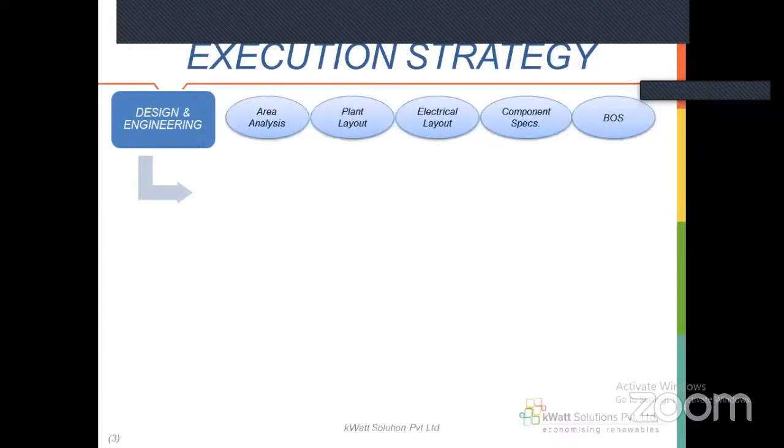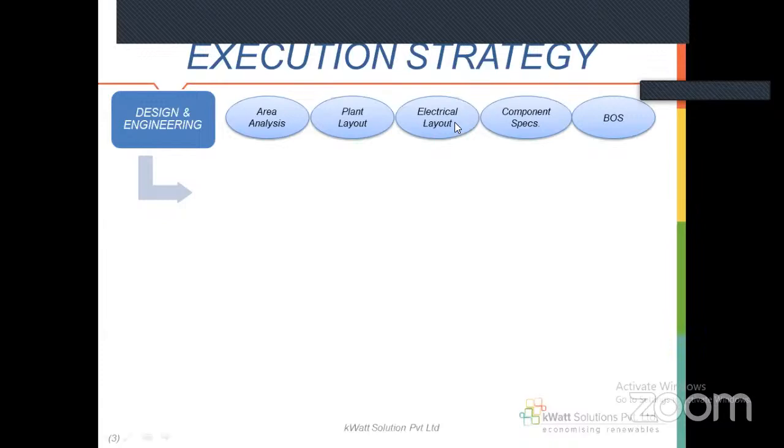Once the capacity estimation is done, then you need to go to panel selection, solar panel selection, layout, string combination, etc. That comes into the design and engineering part. So area analysis is done, and once the area analysis is done, the plant layout comes into the picture. Plant layout means how many solar panels in parallel, in series, and all those things. What is the orientation of the solar panel? What is the tilt angle of the solar panel, etc.